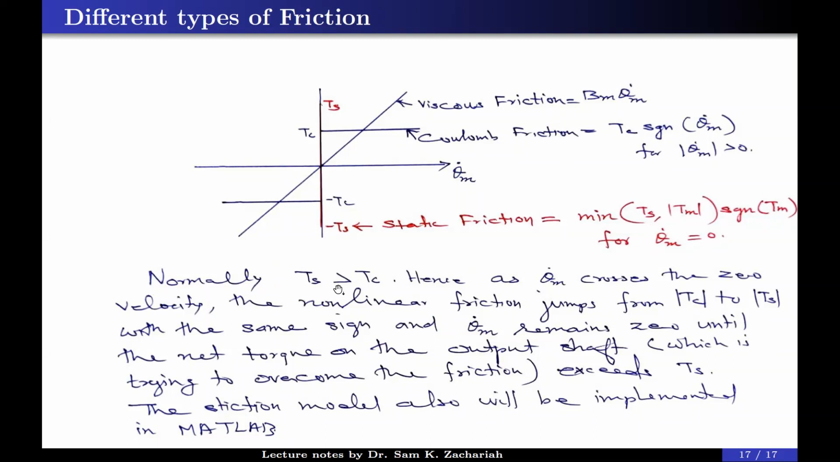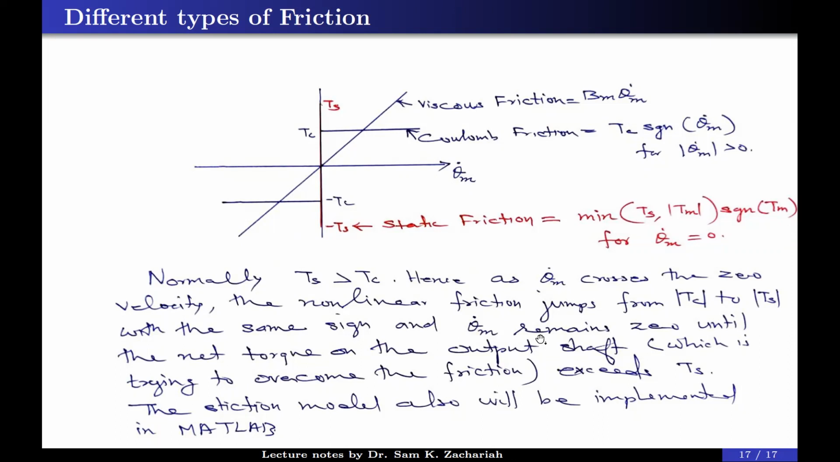Normally, Ts will be greater than Tc. Hence, as theta m dot crosses zero velocity, suppose it was rotating with a positive velocity, velocity comes down and crosses, there is a particular point when theta m dot goes to 0. Then suddenly, the nonlinear friction jumps from Tc to Ts with the same sign. If it was positive, it stays positive. And theta m dot is locked, caught within the zero, the stationary stalling condition.